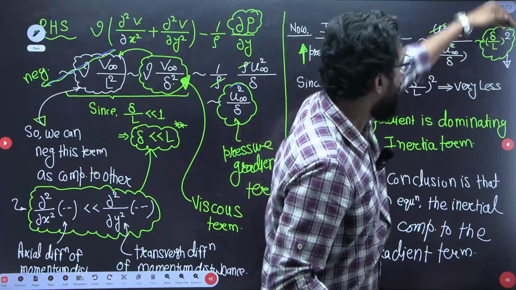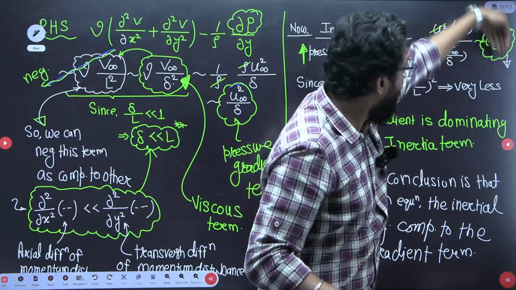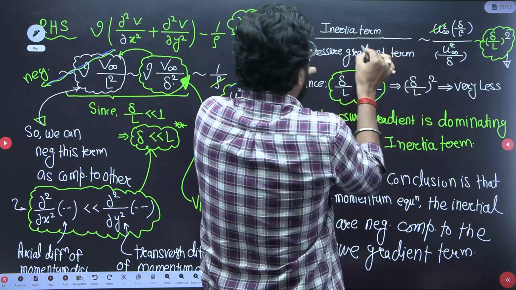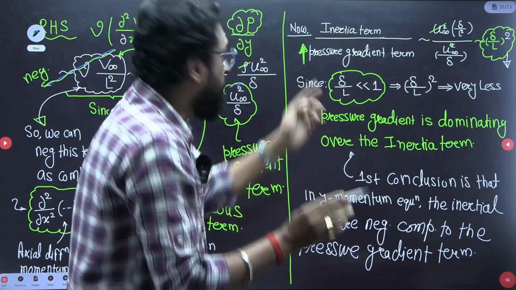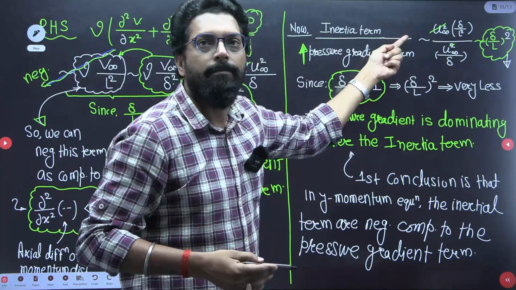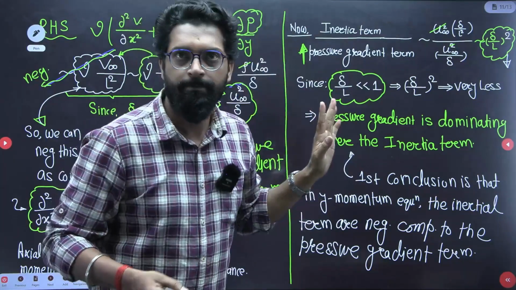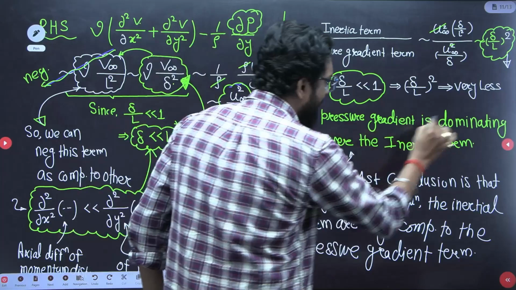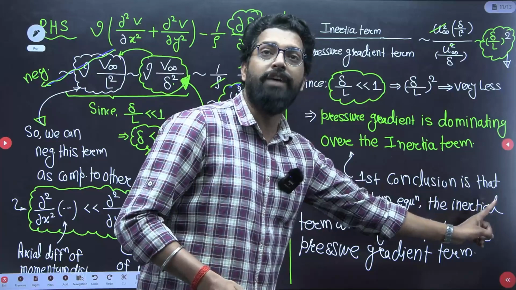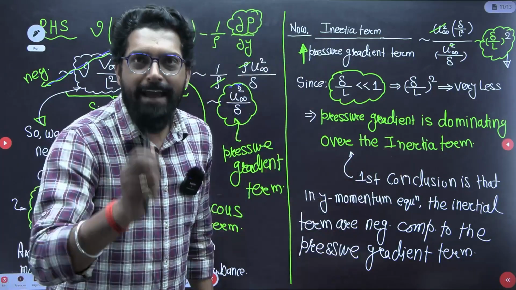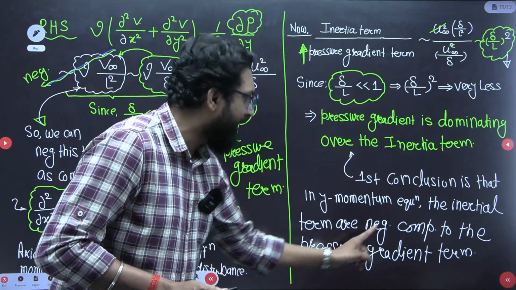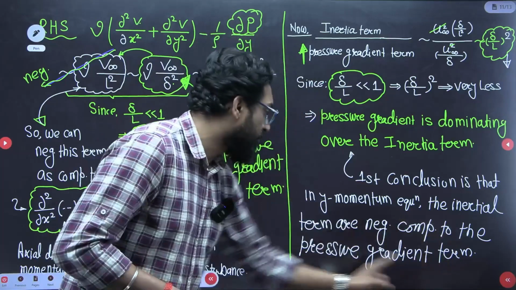That means this term is very minimum, and the denominator part is maximum. So the pressure gradient term is dominating over the inertia term. This is the first observation. In the Y momentum equation, the inertial term can be neglected as compared to the pressure gradient term.